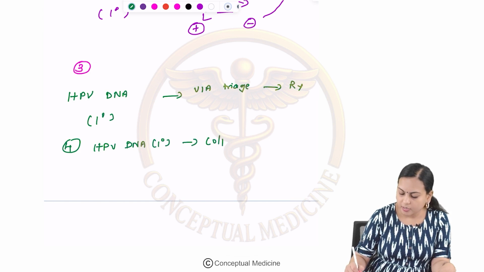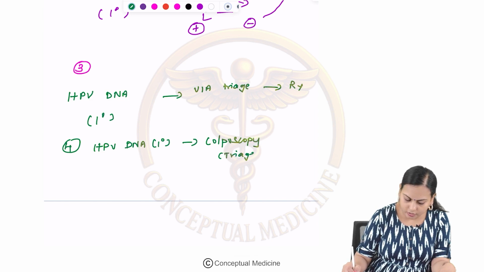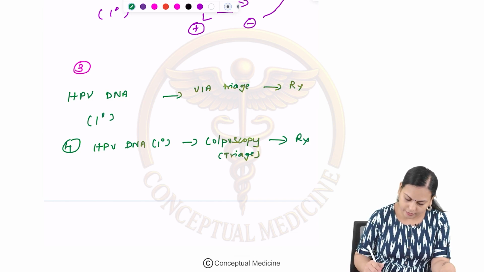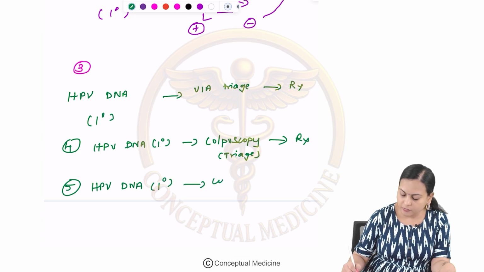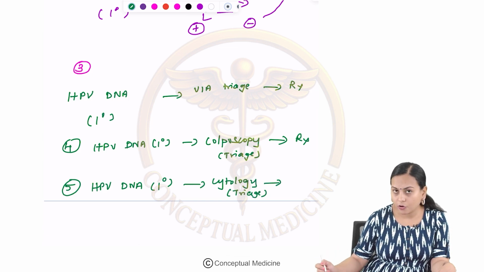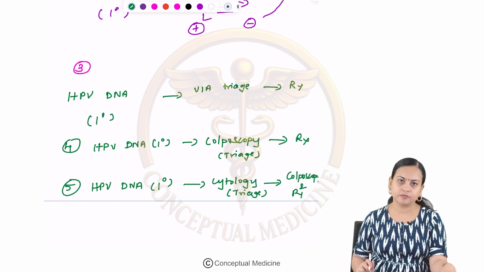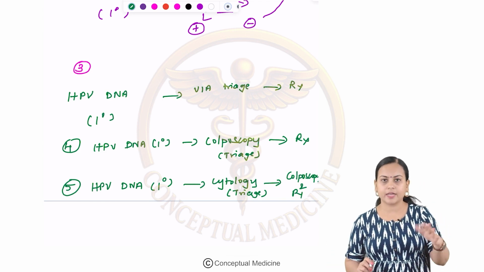followed by, yes, we can also use colposcopy for triage. Then that will be followed by treatment. And finally, HPV DNA as a primary screening test will be followed by cytology triage, and that will be followed by colposcopy and treatment. Through colposcopy only we can treat also.